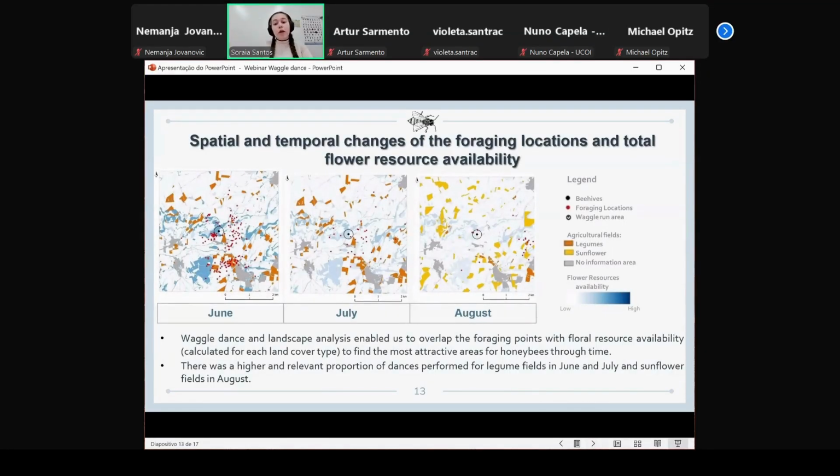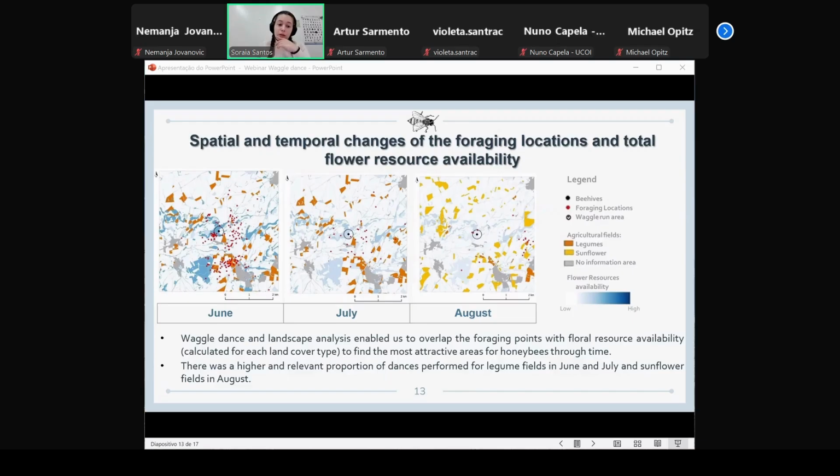So when we see all this information together, we can see that landscapes change significantly during the summer and that honeybee behavior changes as a result, which allows us to identify the most attractive areas for honeybees over this time. We also observed that the number of dances performed in June was considerably higher when compared with the remaining months, and the preferences were mainly the hedgerows and legumes.